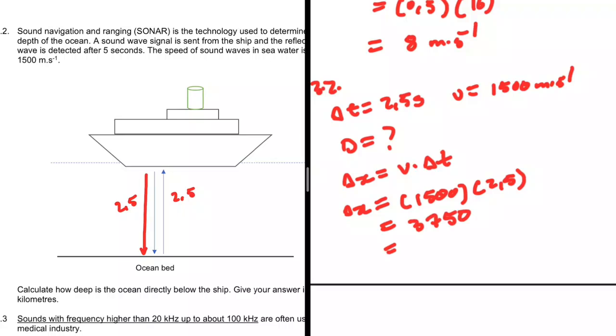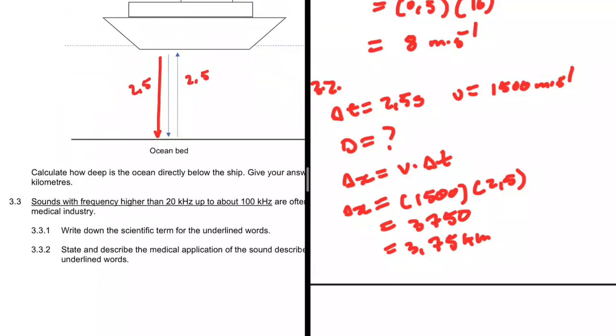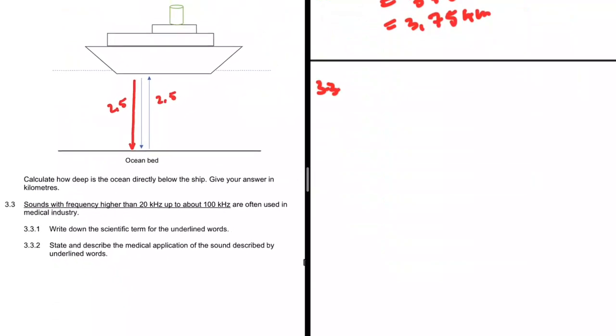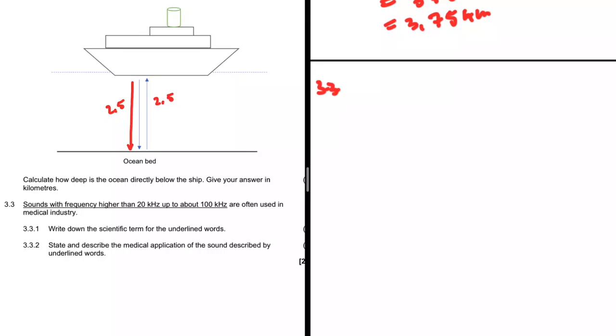The question says it should be in kilometers, so we need to divide that by 1,000, and we're gonna get 3.75 kilometers, right? 3.2. Let's take a look at 3.3. So 3.3, sound waves with frequency higher than 20,000 hertz up to about 100,000 hertz are often used in medical industry. Write down the scientific term for the underlined words.